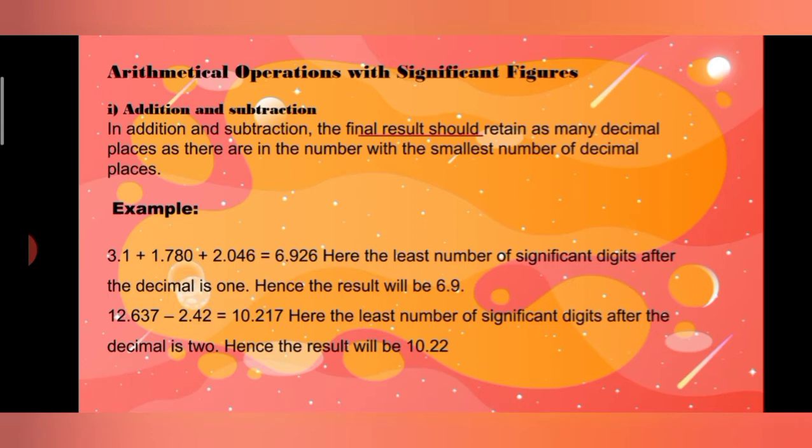And 12.637 minus 2.42 is equal to 10.217. Here the least number of significant digits after the decimal is 2, hence the result is 10.22.